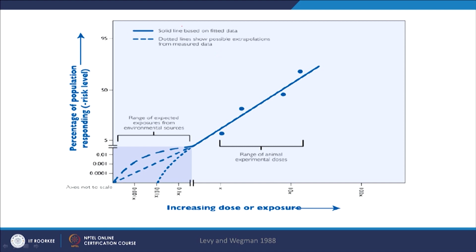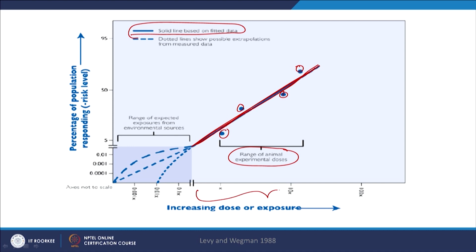So here I have some actual data. It looks like these are the data points from the experimental doses, or animal experimental doses. And here they came up with a particular model. This is the solid line based on the fitted data. But obviously the animal studies are conducted at relatively high concentrations, as you can see. I believe this is a logarithmic scale. There are different models, and this is where some uncertainty lies, but typically people assume that this linearized multi-stage model is a relatively conservative model.